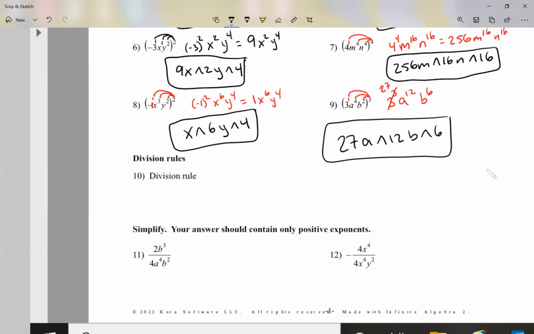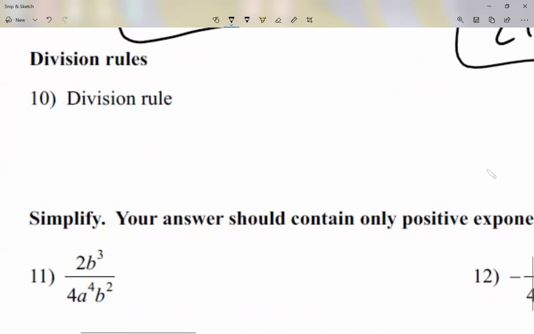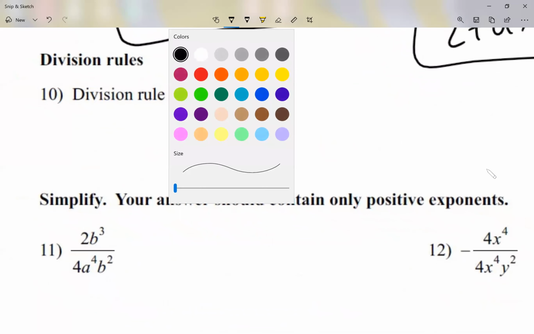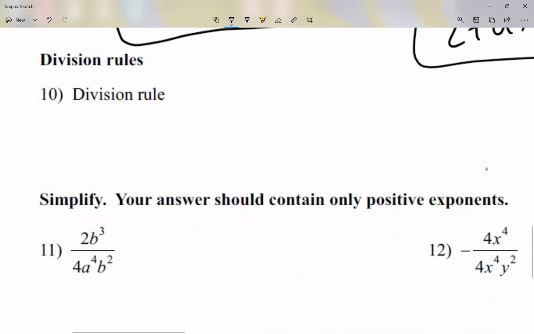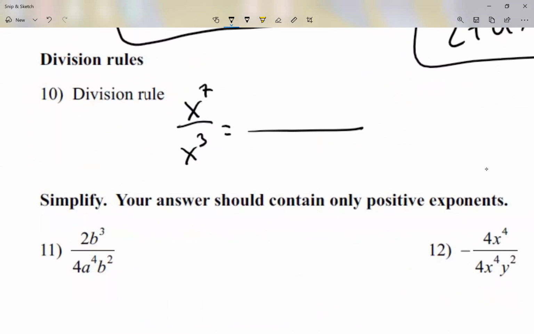Now, another rule that we're going to have. We're going to call this the division rule. Let me make an example. Let's say I had x to the 7th over x to the 3. So I'm going to be dividing now. I have a fraction, because a fraction means division. On the top, I have x 7 times. So 1, 2, 3, 4, 5, 6, 7 times. At the bottom, I have x 3 times. x times x times x.